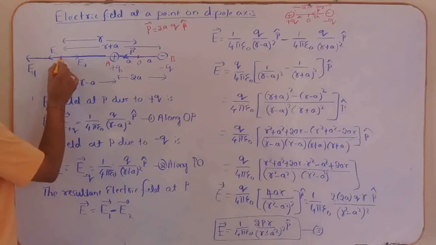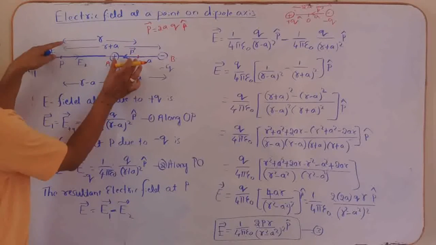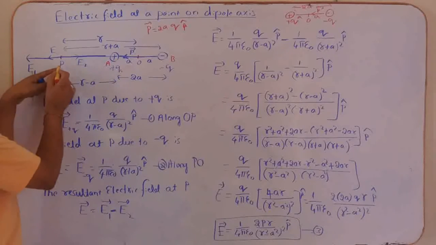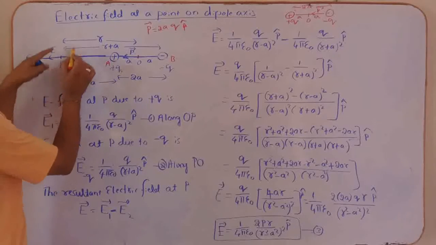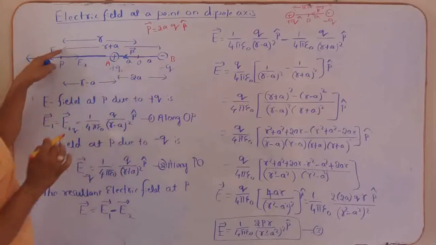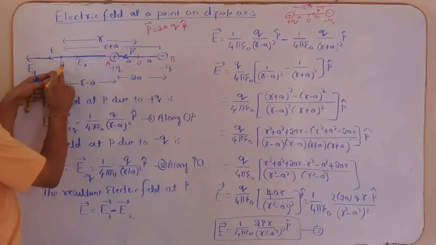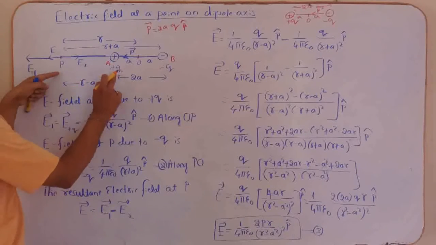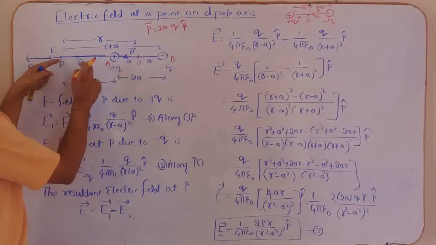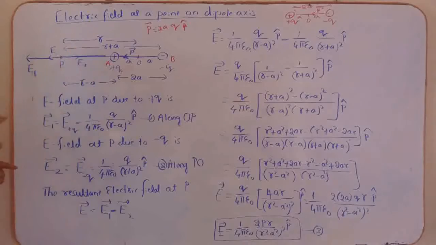Then point P is at a distance r minus a from the positive charge, and at a distance r plus a from the negative charge. Once again I repeat, point P is at a distance r minus a from the positive charge, and r plus a from the negative charge.